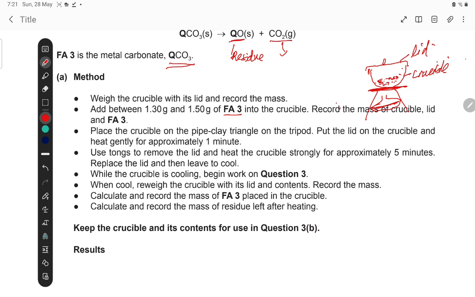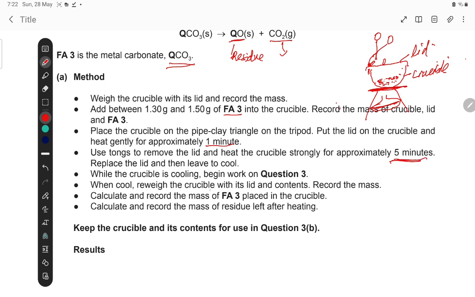Use tongs to remove the lid and heat the crucible. This is the tong, used for holding the tripod stand, like this. You will use the tong to remove the lid and heat the crucible strongly for approximately 5 minutes. First 1 minute and then approximately 5 minutes.